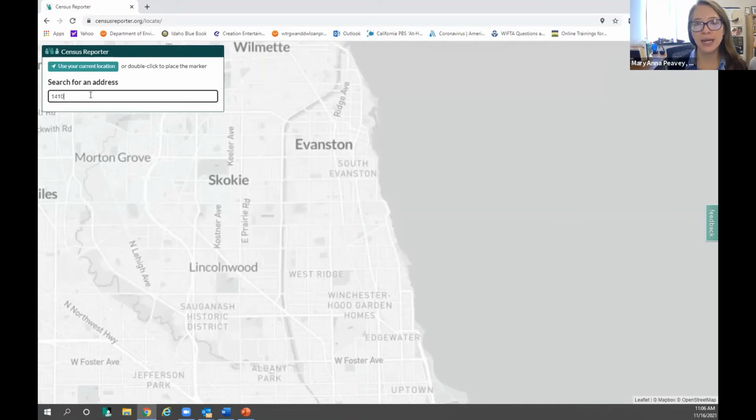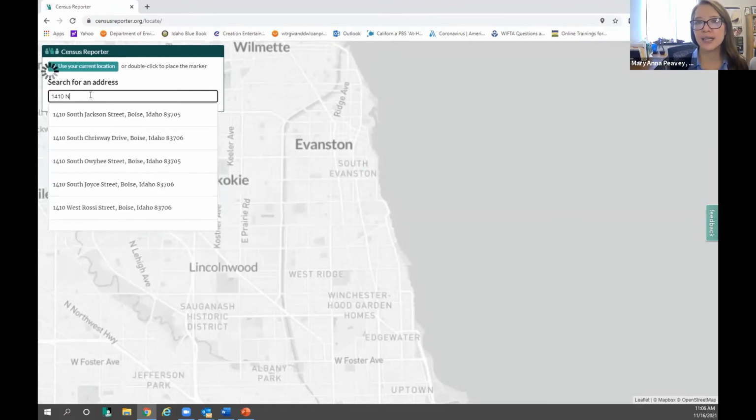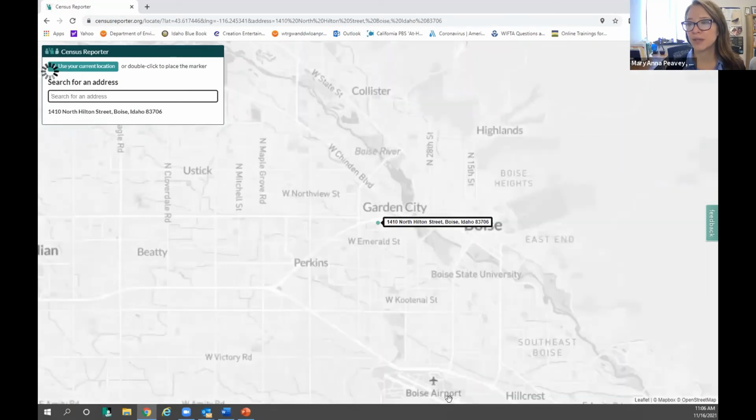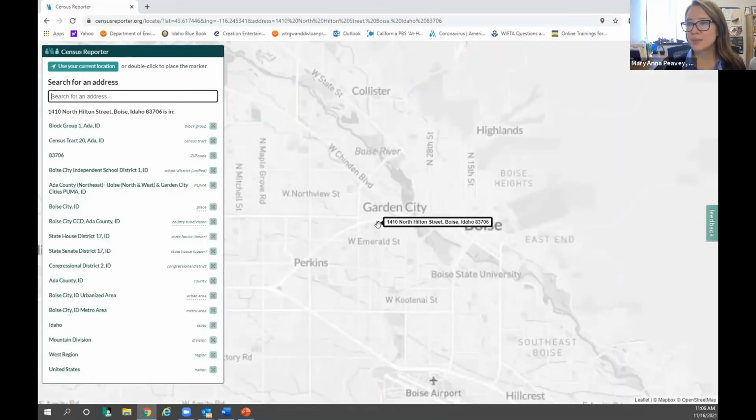because I am in Boise. And I'm going to put in DEQ state office's address. So we're here at 1410 North Hilton. The map pops up where it shows right there where I am located. And then you see here in this box, it shows you a lot of different breakdowns, not only where your address is, but where they can give you data.